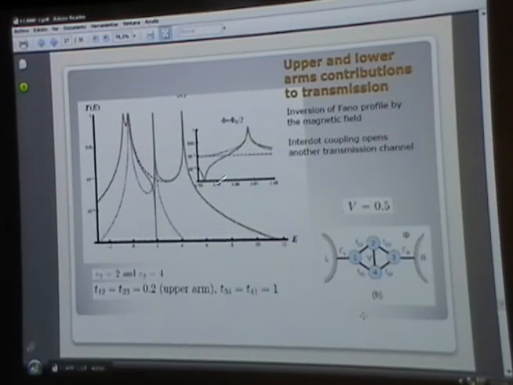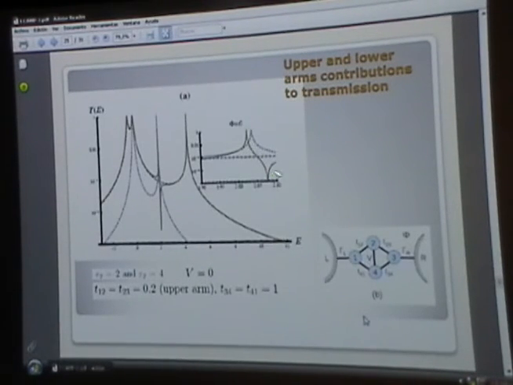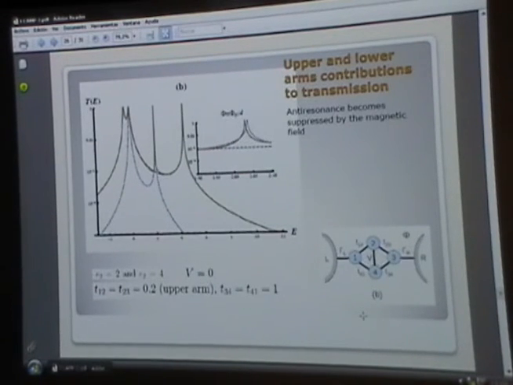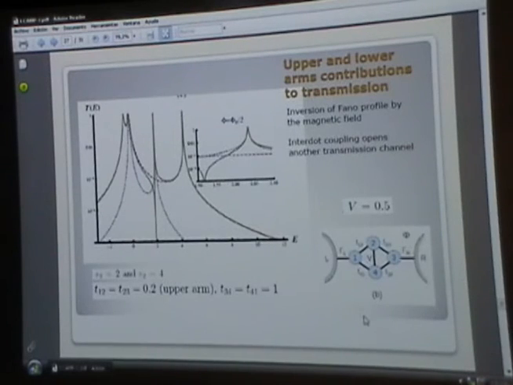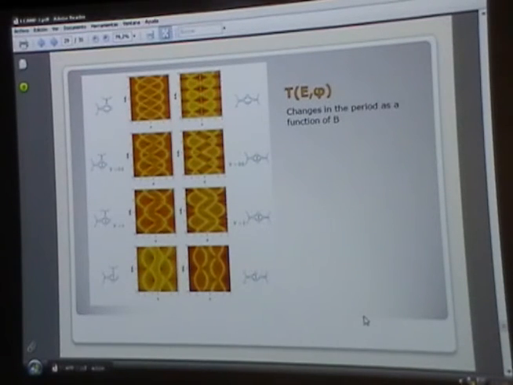Sorry, in this case, when I go in increasing energies, first I have the anti-resonance and then the resonance. And if you recall, at phi equal to 0, we have the opposite order. So not only can you suppress the anti-resonance, but you can also change the order of the resonance and anti-resonance by applying magnetic field and tuning the parameters of the model, which are almost the same as the parameters of the experiments.